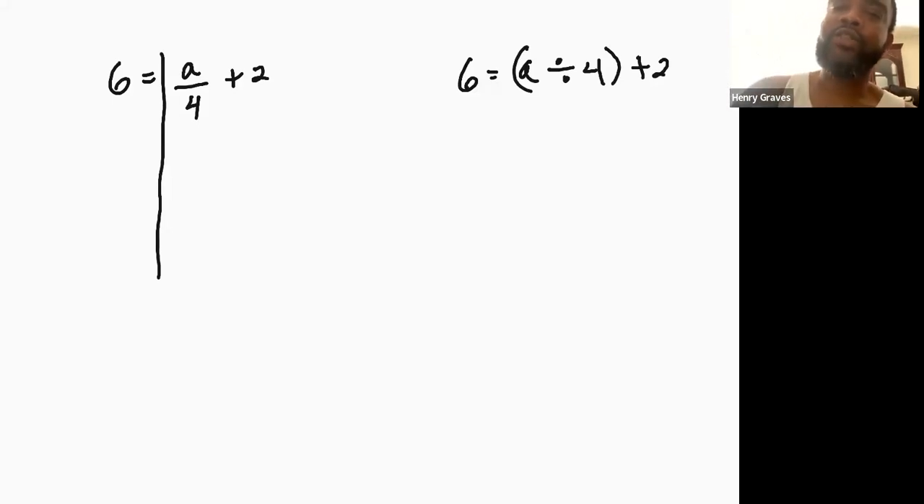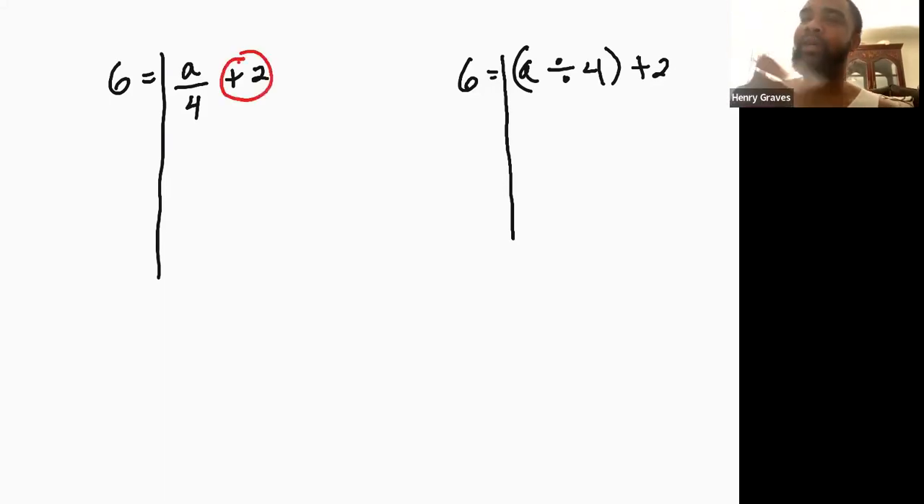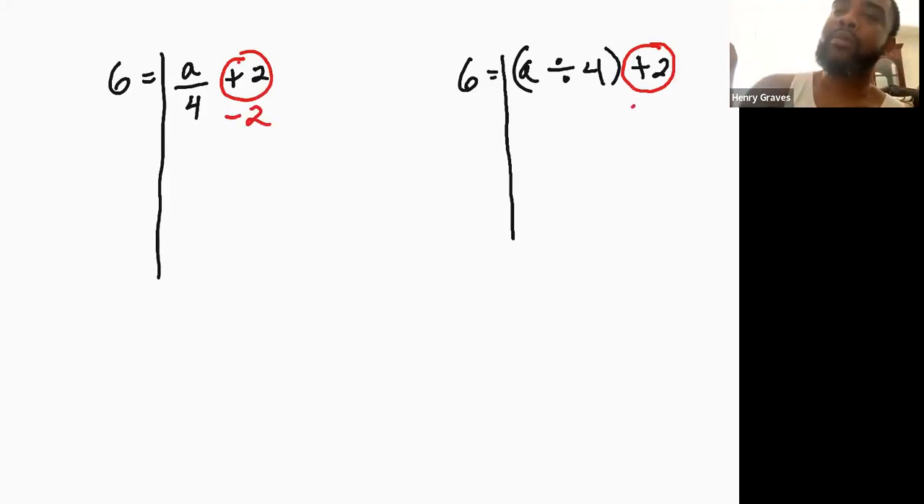So the first thing I need to do is focus on this plus 2, right? I've got to get rid of him. And the only way to get rid of this plus 2 is to do the inverse or the opposite. So the opposite of plus 2 is minus 2. But what I do to one side of the equal sign, I'm going to do the same to the other side. So I'm going to subtract both sides by 2. And when I do that, this goes away completely.